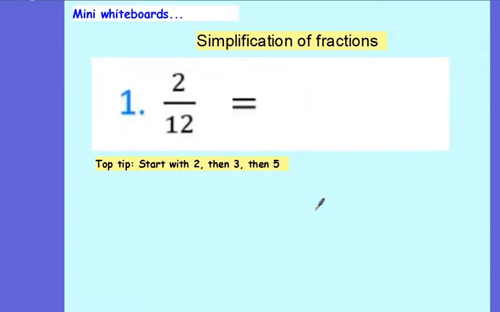Over to you, Year 7. In your light blue books, pause the video for 30 seconds. Can you simplify 2 over 12 for me? I've given you a top tip. Start by dividing top and bottom by 2, then 3, then 5.